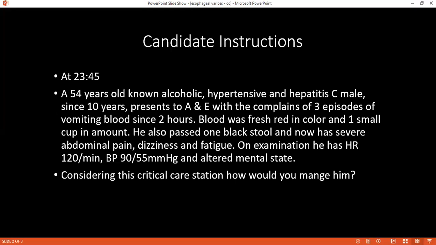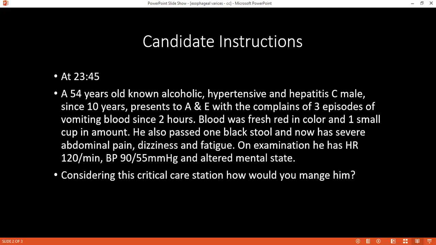will control the bleeding by giving pharmacological measures like octreotide or vasopressin. And if it is not controlled by that, we'll give tamponade, that is Minnesota tube. And if still it doesn't work, then we'll go for urgent endoscopy, that is endoscopic banding or injection sclerotherapy. Still, if this bleeding is not controlled, we'll go for surgical measures like portosystemic shunt or stapled esophageal transection.